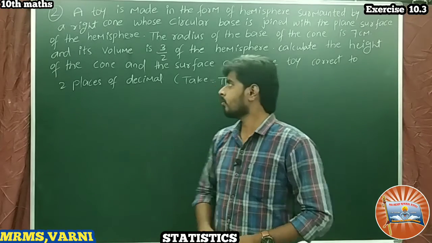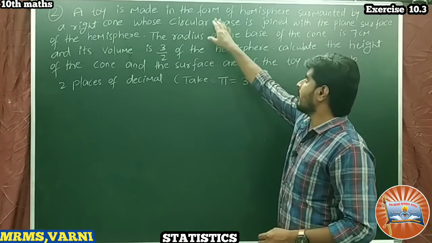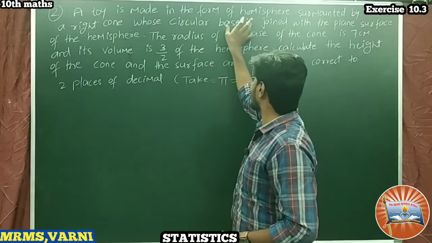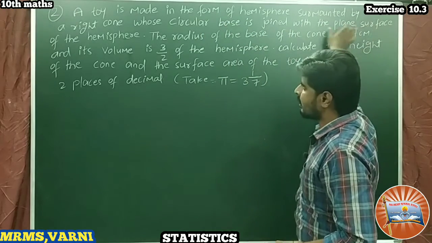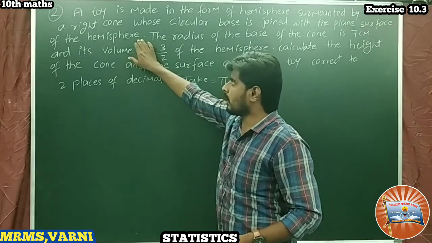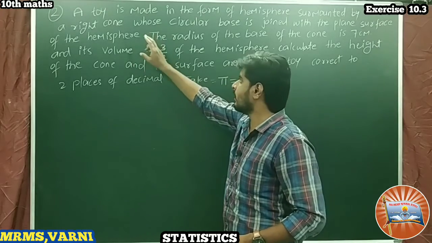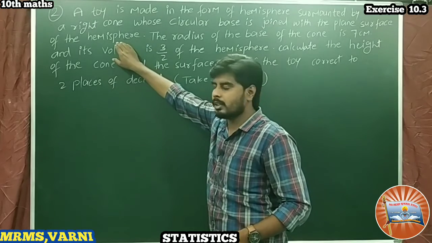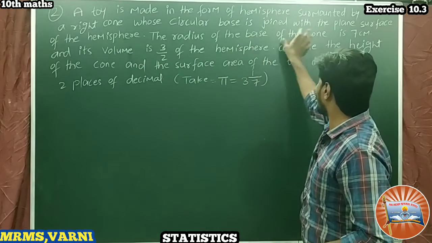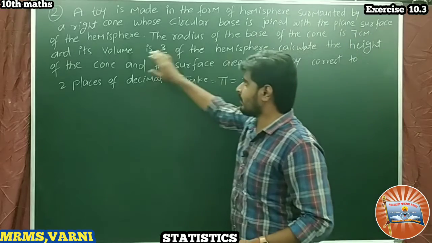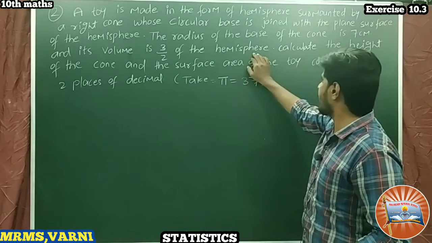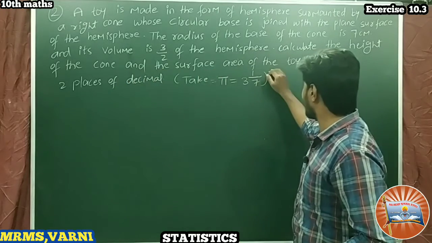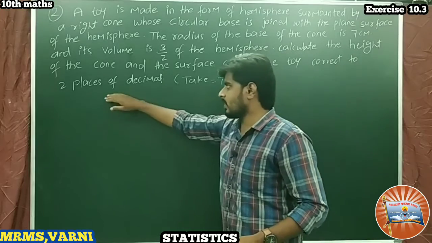Look at the question. A toy is made in the form of a hemisphere surmounted by a right cone whose circular base is joined with the plane surface of the hemisphere. So the circular base of the cone is joined with the plane surface of the hemisphere, isn't it? Right. Next, the radius of the base of the cone is 7 centimeters and its volume is 3/2 of the hemisphere. Calculate the height of the cone and the surface area of the toy correct to 2 places of decimal.